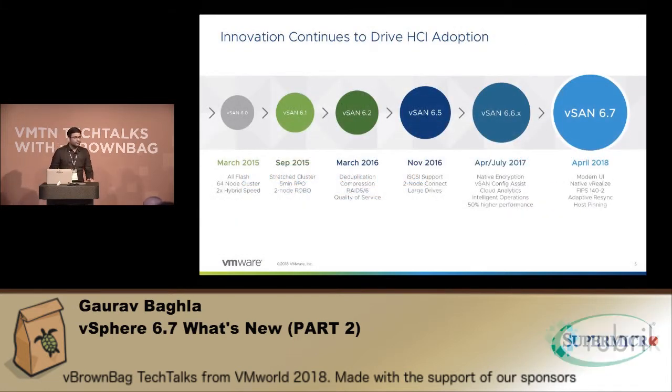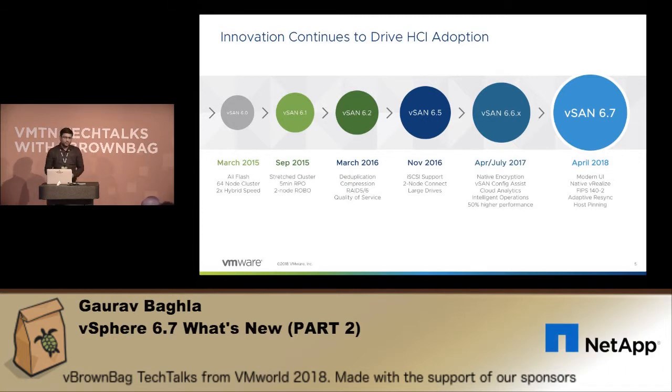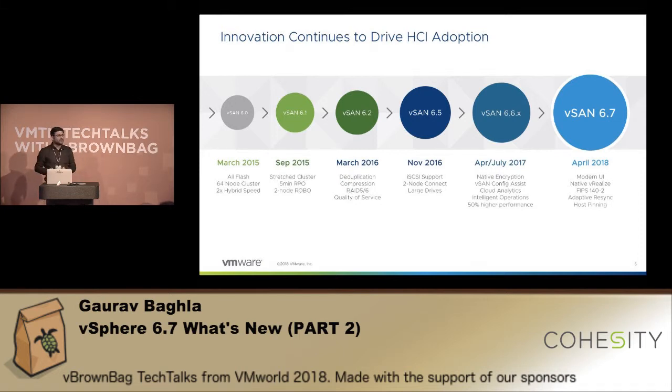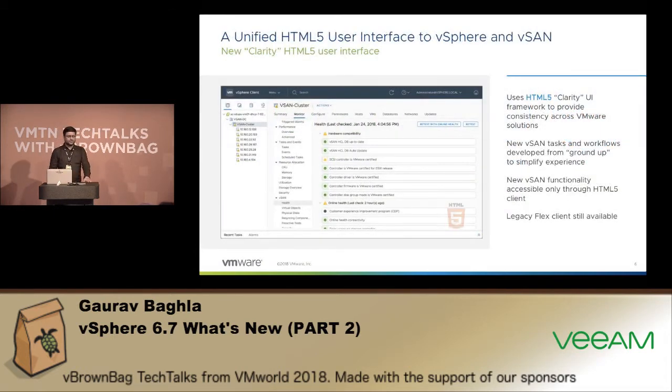Now, this is a brief map of our innovations of vSAN. Where did we start in March 2015, and where do we stand at the latest release of April 2018? So we started with all-flash, and to me, the major advance was deduplication and compression, which was launched with vSAN 6.2. vSAN 6.0 was actually against vSphere 6.0. Then we had 6.0 U1, which was vSAN 6.1. Right now, vSAN 6.7 is compatible with vSphere 6.7. And we will talk about various features of it.